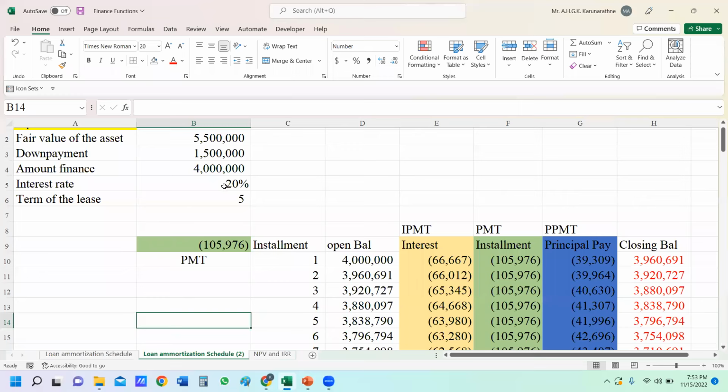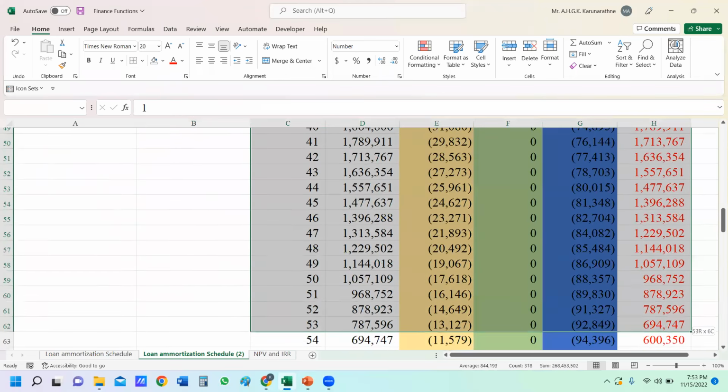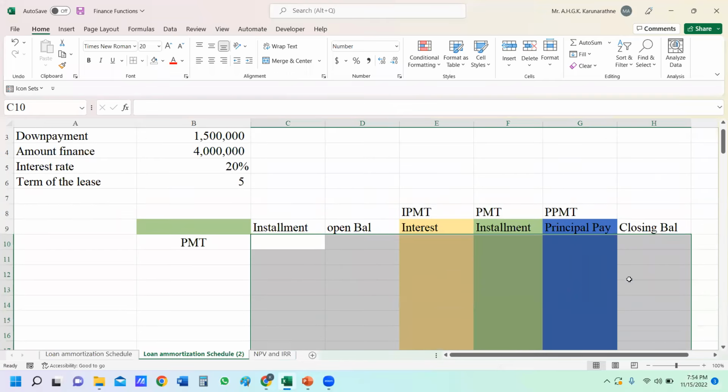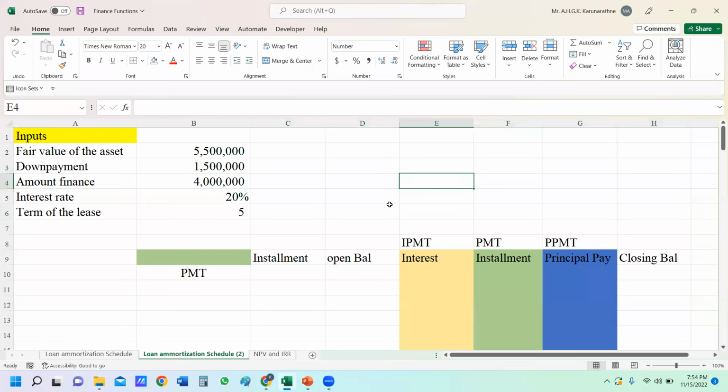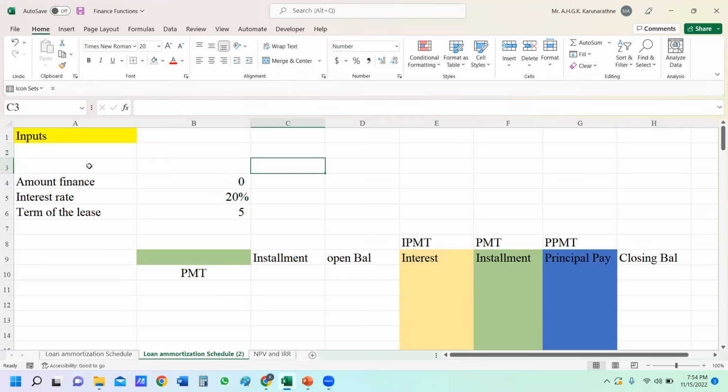Okay. We'll change everything. In this scenario, down payment information is not there.